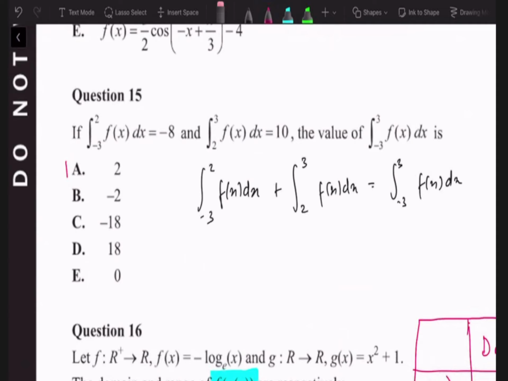So 2 to negative 3 is negative 8. They've given that here. And 3 to 2 is 10. So 10 minus 8 is 2. So the answer is 8.